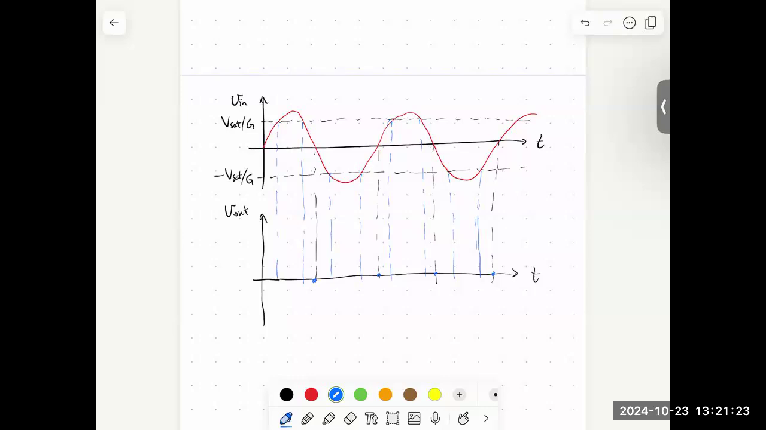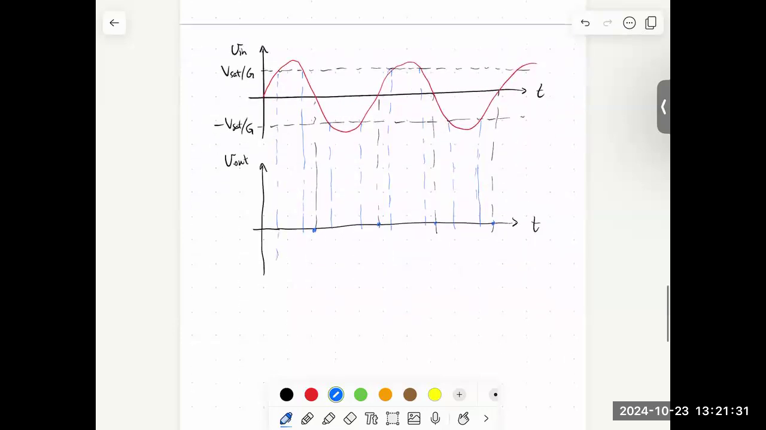Okay, so initially, we have no problem. Our input is smaller than the limit that we set. Okay, so that's fine. Oh, I should have extended these down into the negative region. The difference here is that we have an inverting amplifier. So we're not going to get a positive voltage at the output. We're going to get some negative voltage. So we'll start with some negative voltage that looks like this.